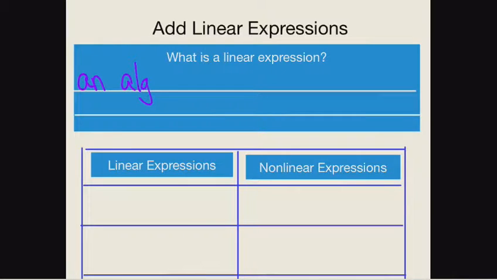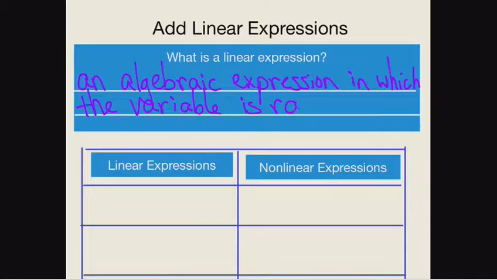An algebraic expression in which the variable is raised to the first power. All right.